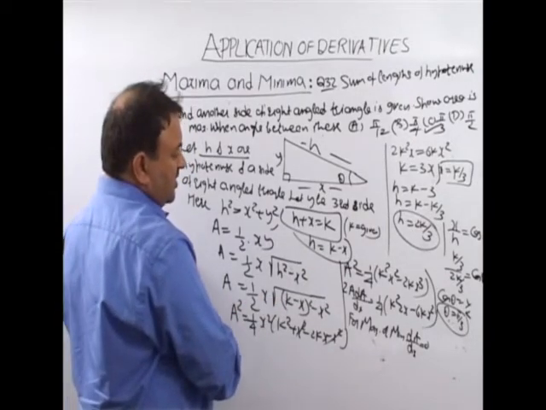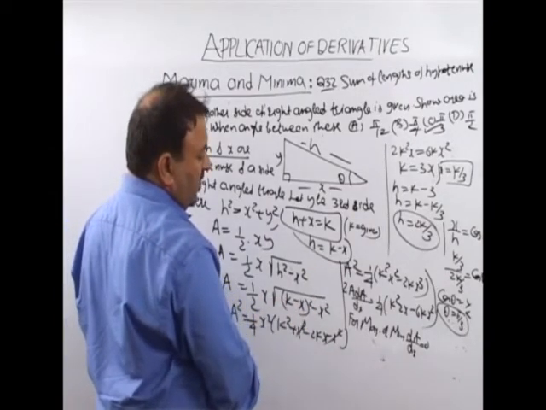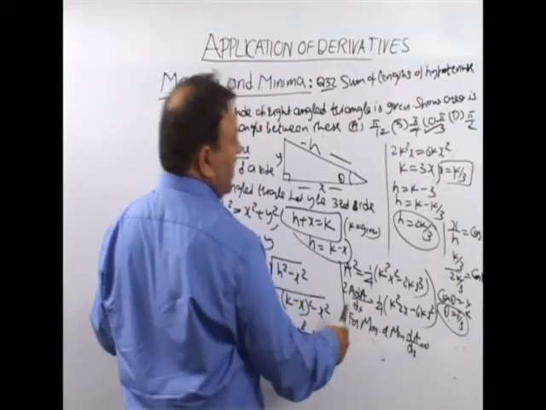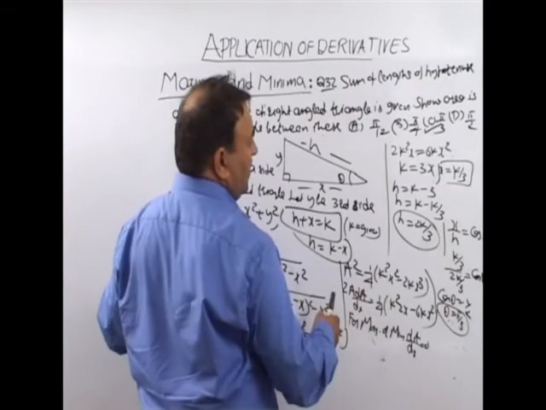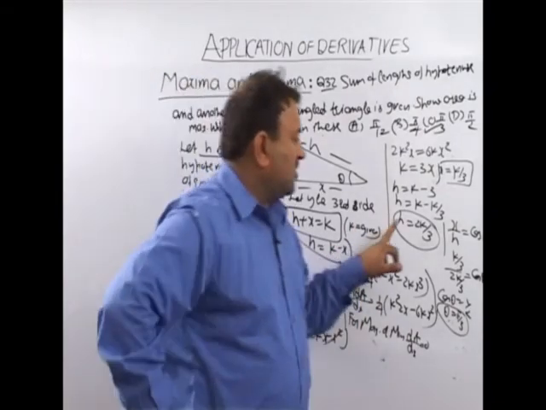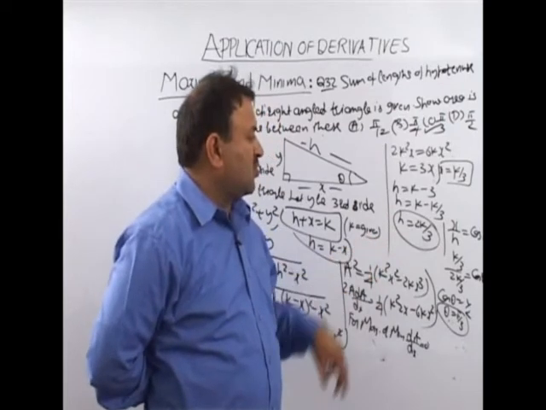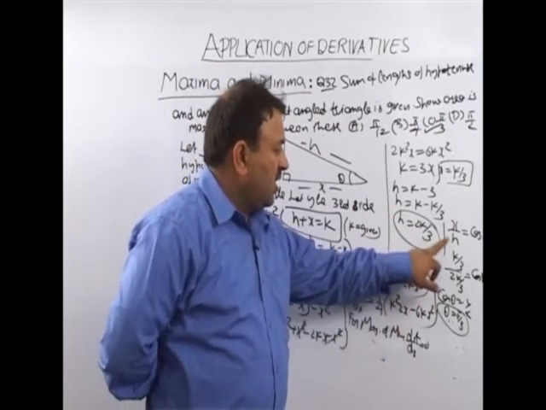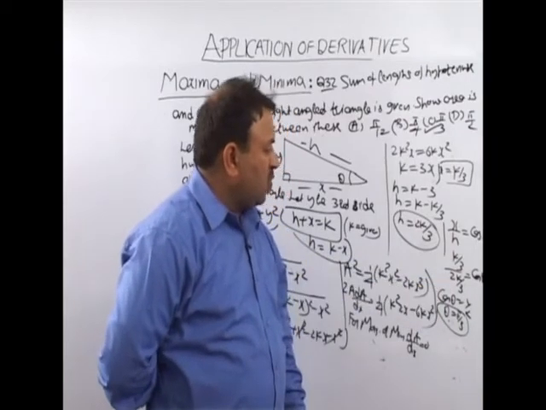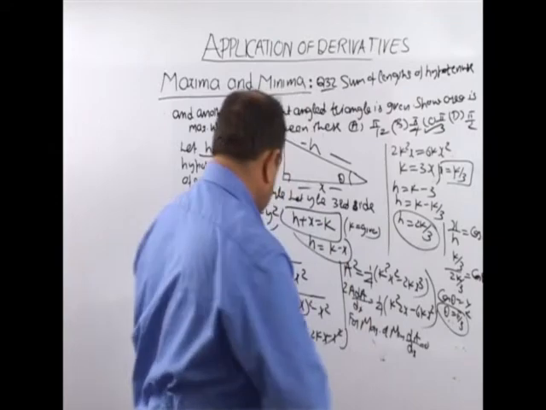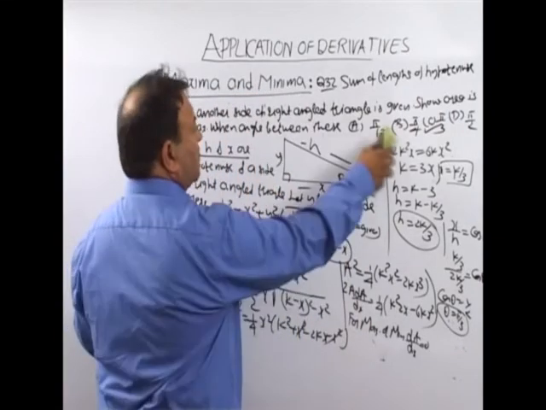It is area square. Now 2A dA over dx is equal to this one. Now we find dA over dx. For maxima or minima, dA over dx is 0. So x is equal to k by 3. H is equal to k minus k by 3, which is 2k by 3. Now x over h is equal to cos theta, k by 3 over 2k by 3. Cos theta is half, theta is equal to pi by 3. So the right option is C.